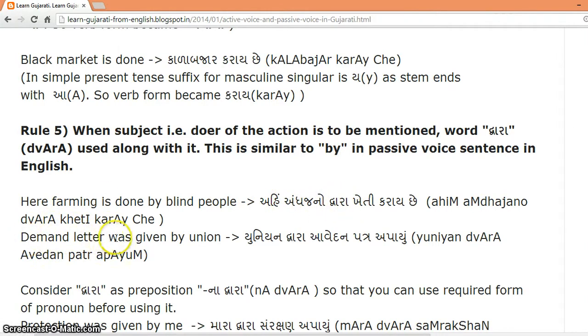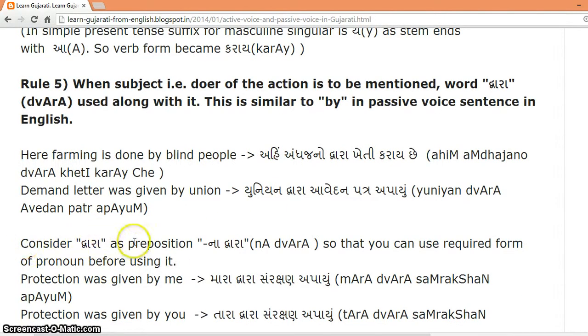Demand letter was given by union. Union dwara avedan patra apayu. So, by union is union dwara. Consider dwara as preposition na dwara so that you can use required form of pronoun before using it. Protection was given by me. Mara dwara sanrakshan apayu.